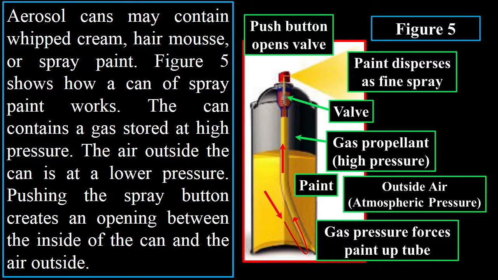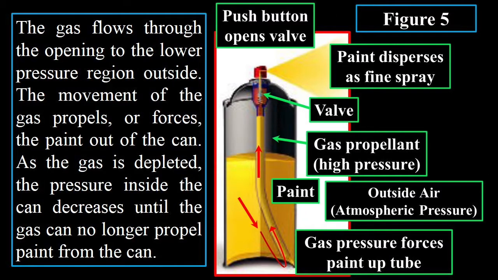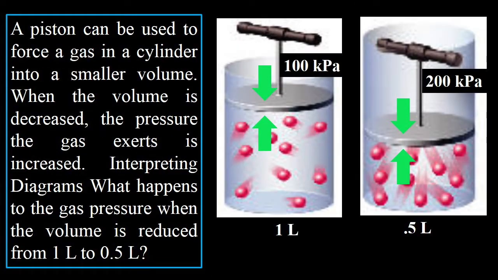Aerosol cans may contain whipped cream, hair mousse, or spray paint. Figure 5 shows how a can of spray paint works. The can contains gas stored at high pressure. The air outside the can is lower pressure. Pushing the spray button creates an opening between the inside of the can and the air outside. Interesting. More about spray cans than you ever wanted to learn. The gas flows through the opening to the lower pressure region outside. The movement of the gas propels or forces the paint out of the can. As the gas is depleted, the pressure inside the can decreases until the gas can no longer propel paint from the can. As they say when the plot is about to thicken, as the plot thickens.